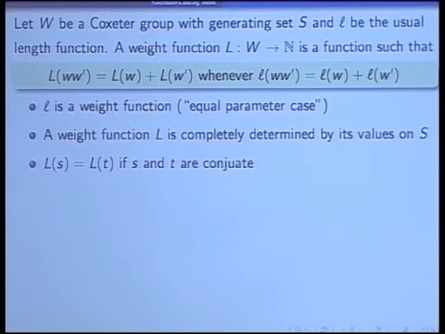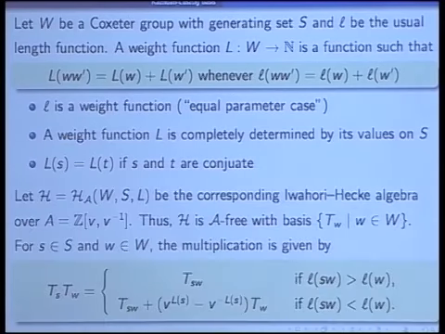All right, so I have a Coxeter group, a generating set, and a weight function. Now I can associate the Hecke algebra over the ring of Laurent polynomials in v. So this is an associative algebra with basis indexed by the elements of the Coxeter group. And the multiplication is given by this rule.